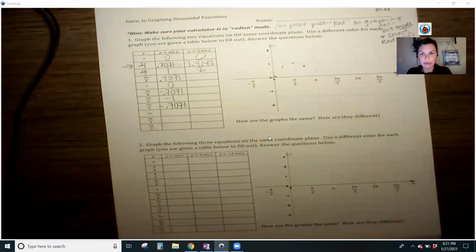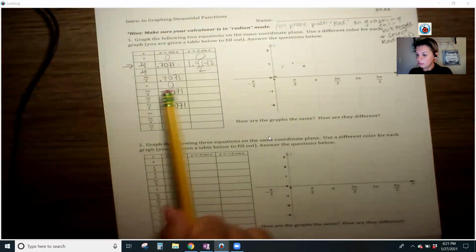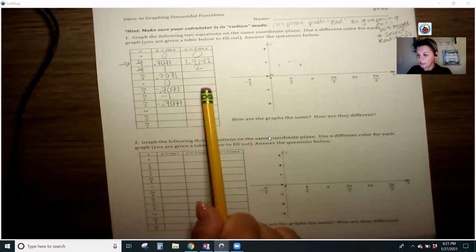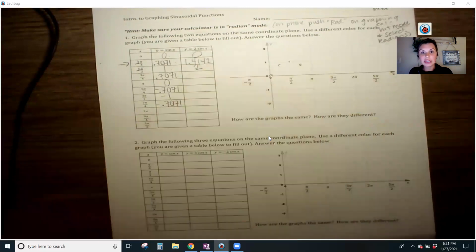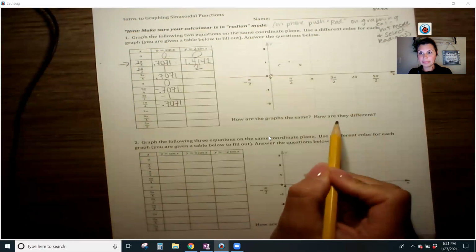So I'm not going to do the whole thing with you, but I just wanted to get started on how to find the sine of radians in your calculator, which is what I did here. And then you multiply those values by 2 to figure out the next column over because it's 2 times that. And then you're going to eventually graph both of them on the same coordinate plane.